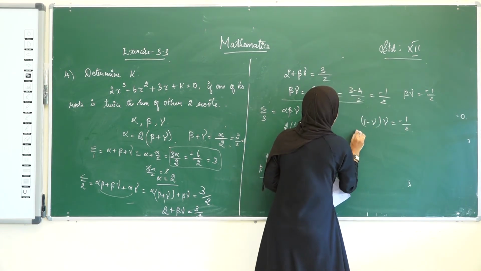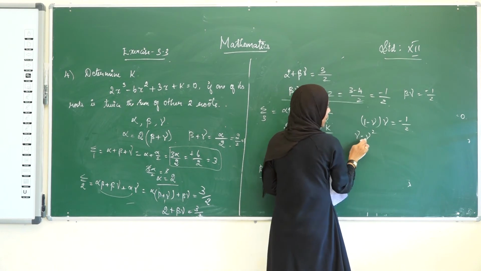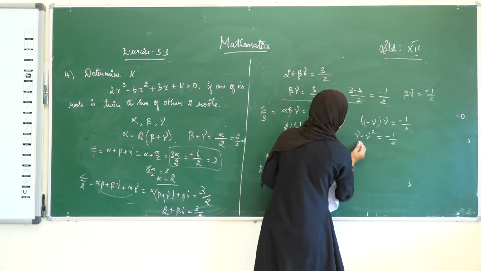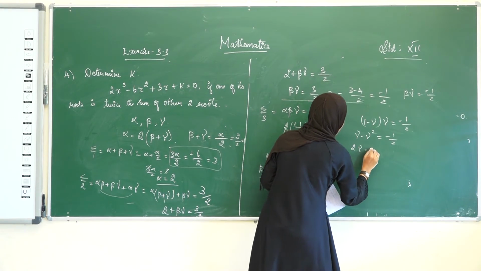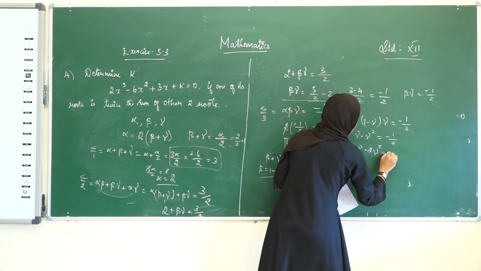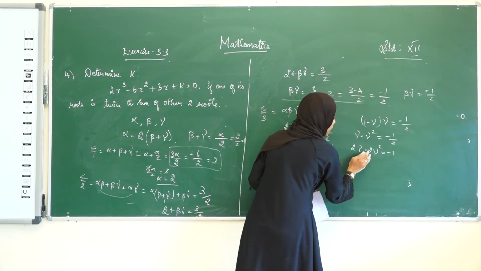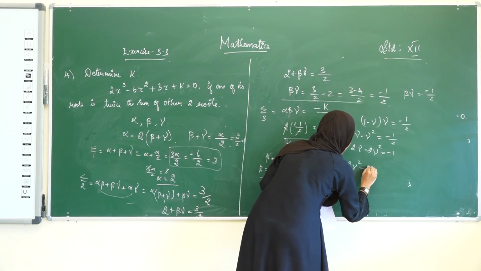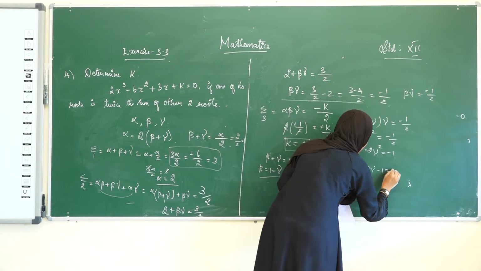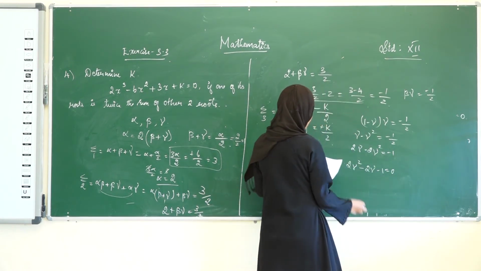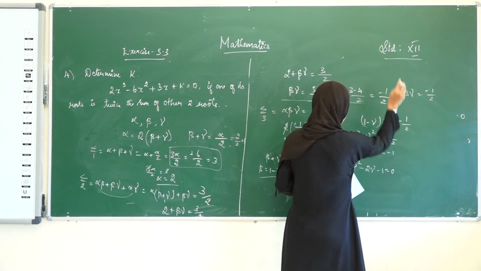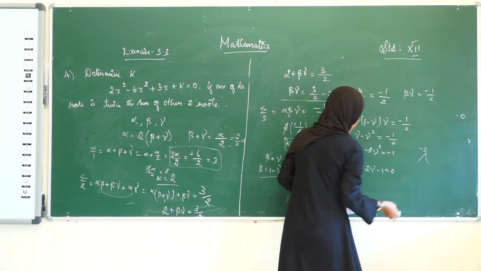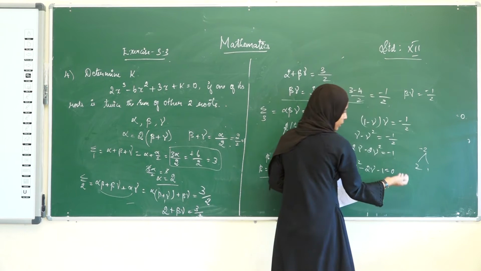We have to multiply: gamma minus gamma square is equal to minus 1 by 2, and multiply by 2: 2 gamma minus 2 gamma square equal to minus 1. We are taking these terms to that side, that is 2 gamma square minus 2 gamma minus 1 equal to 0. Okay. Now we can't find the value like this.